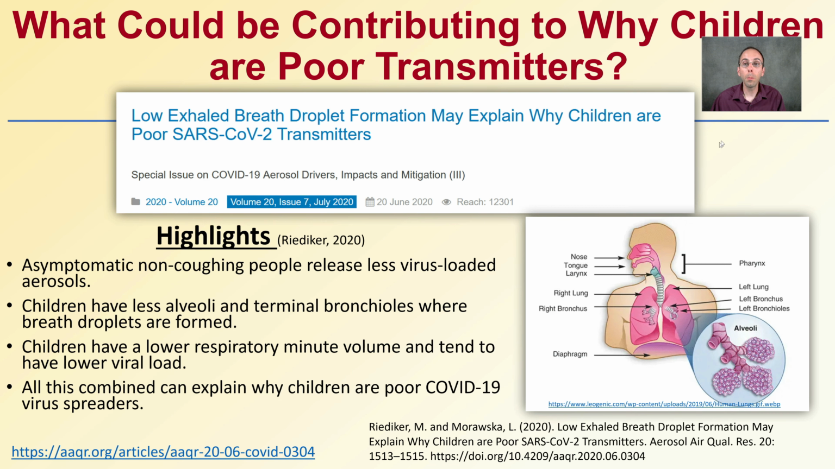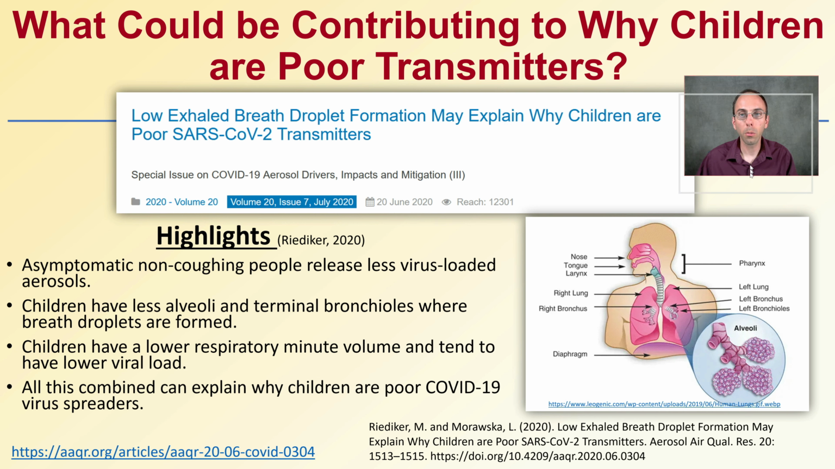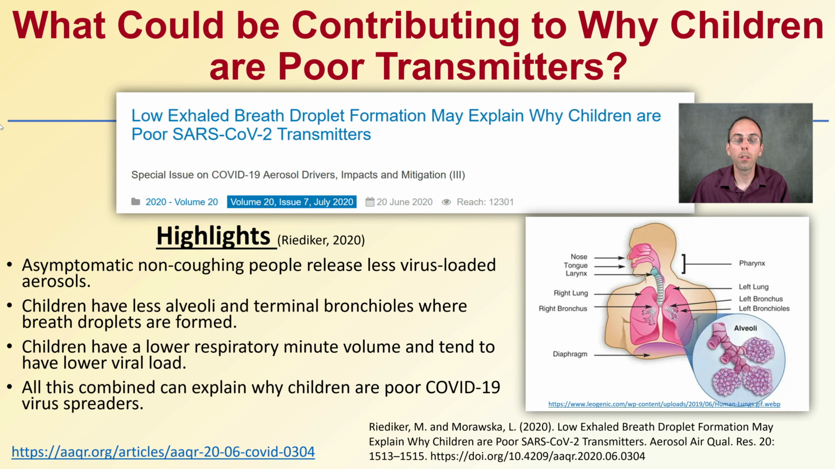Now, what could be contributing to why children are such poor transmitters? So we mentioned before that they're poor transmitters. Well, why would this be? What's the potential explanation for this? Some highlights provided in this study are that asymptomatic non-coughing people release less virus-loaded aerosols to begin with. Children have less alveoli and terminal bronchioles where breath droplets are formed.